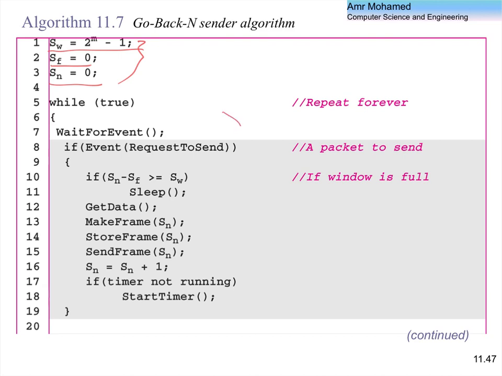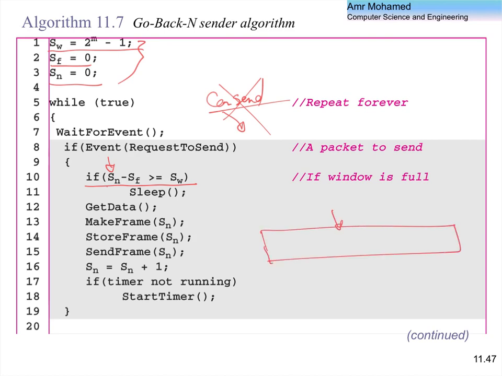So in stop and wait, if you remember, we had here the can send flag, right? Because we had only 1 frame, either we send it or we have to wait. But now we have more than 2 states, so we cannot use a flag here. So every time we send, we have to make sure that SN, and this is SF, and this is SW.